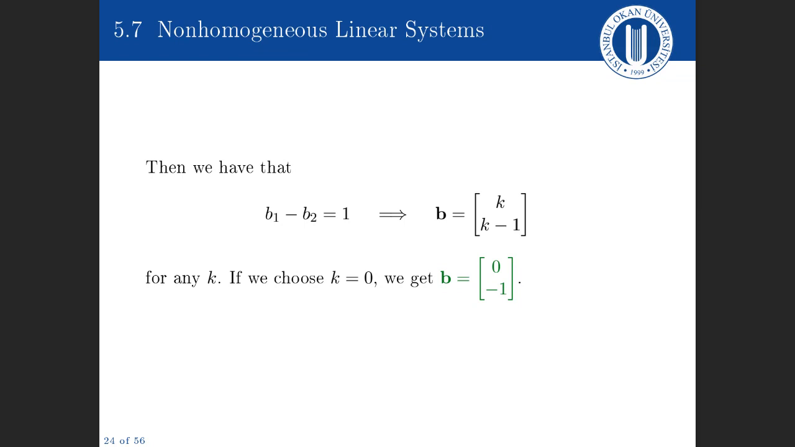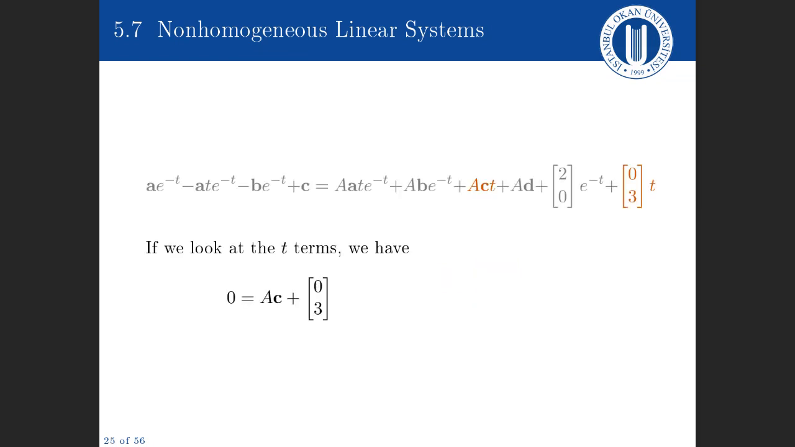Let's go back to the equation. We've looked at the t e to the power minus t terms, and we've looked at the e to the power minus t terms. Next, let's look at the terms involving t. On the left, 0. On the right, Ac plus (0, 3). That's easy to solve. C must be A inverse of (0, minus 3), and I'll leave it for you to check that A inverse of (0, minus 3) is equal to (1, 2).